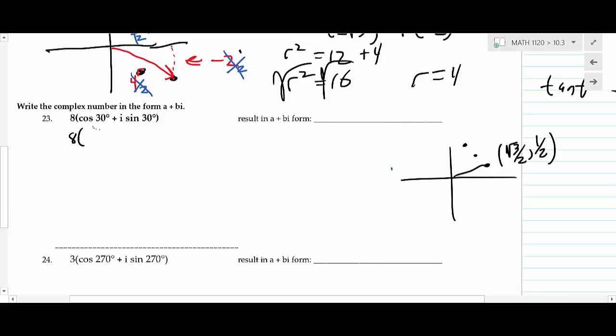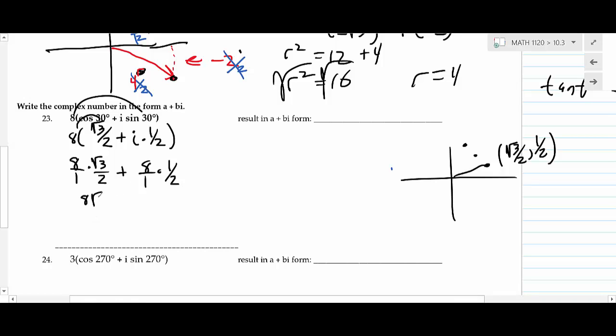So what's the cosine of 30 anyway? Square root of 3 over 2. What's the sine of 30? 1/2. Okay, so we got it, right? Cosine's x, sine's y. We know that. Now just do a distributive property and multiply it out. So you're going to have 8 over 1 times square root of 3 over 2 plus 8 over 1 times 1/2 like that. Just cancel things out, reduce fractions.